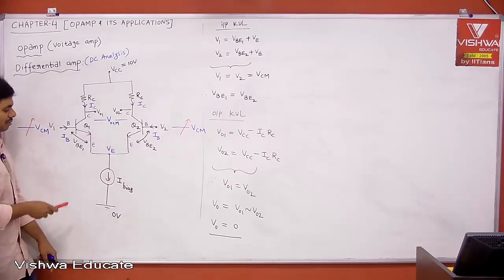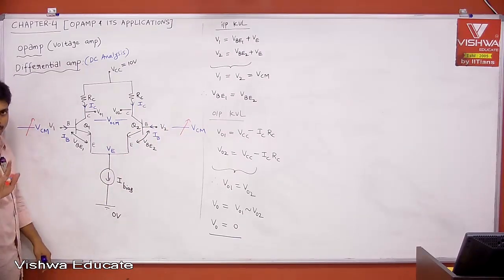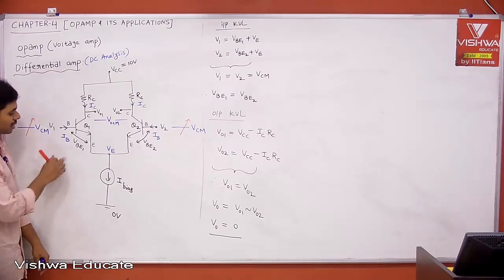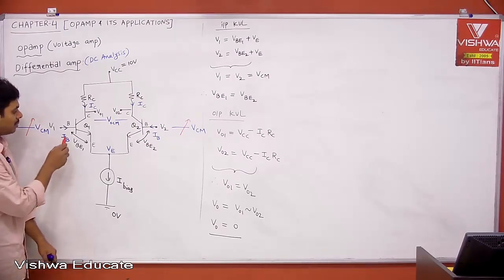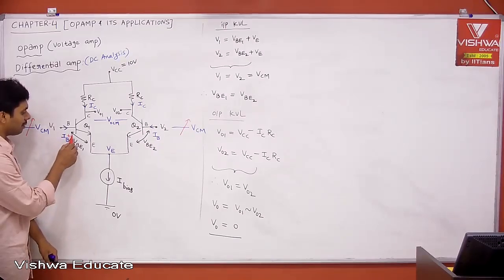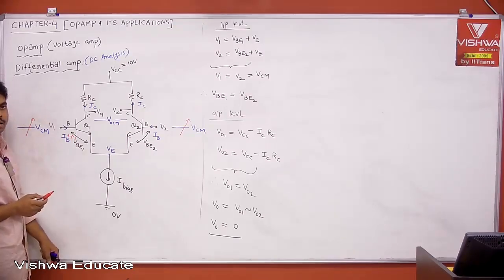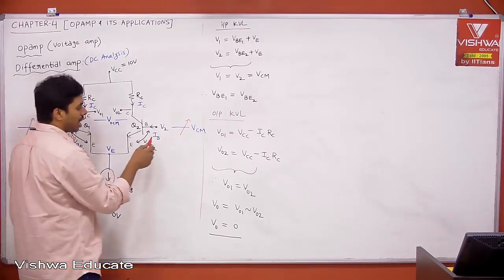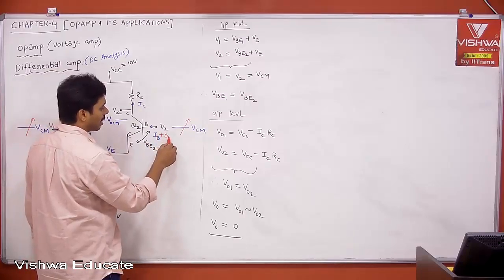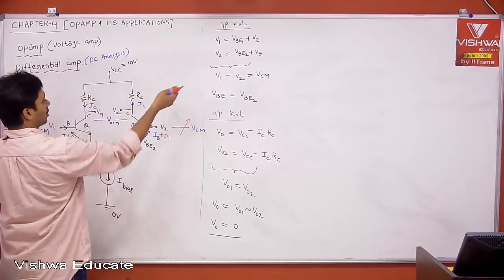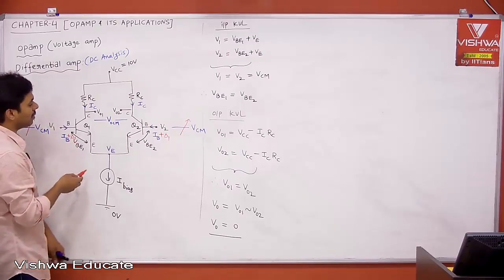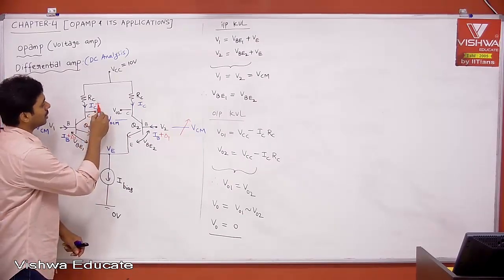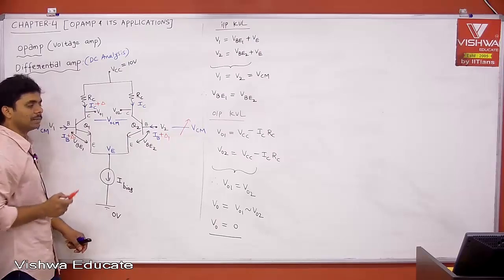Can I say your VBE1 will increase? Let us say. When VBE1 is increasing, can I say your IB will increase? Let us say your IB is increasing by some delta 1. Here also IB is increasing by the same amount, delta 1, because I am applying the same change in input. Okay? Then if IB is increasing by delta 1, let us say your IC is also increasing by some value, let us say delta.